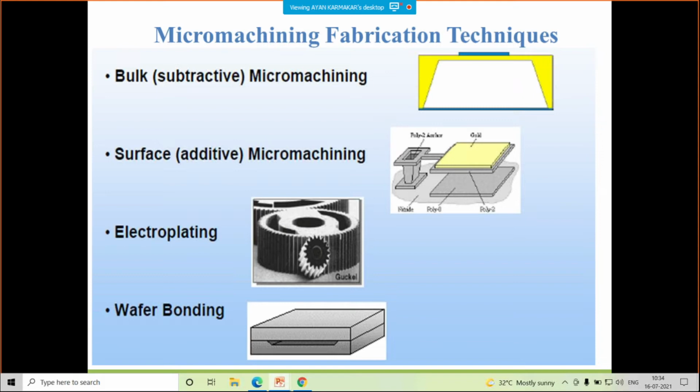Basically, there are four basic fabrication technologies. One is bulk micromachining, another is surface micromachining, and finally electroplating and wafer bonding.